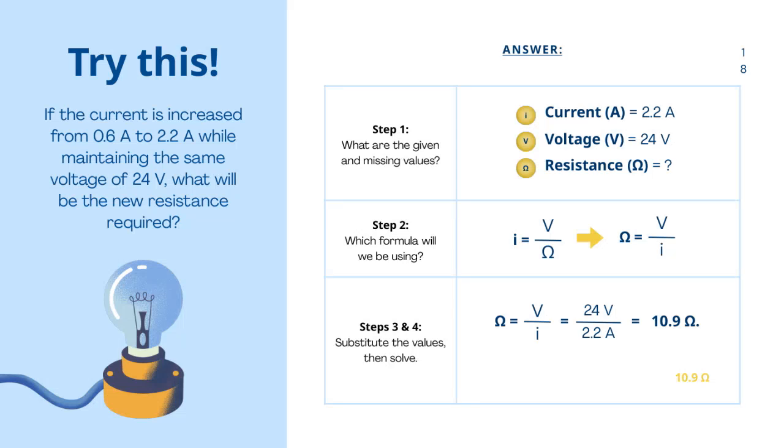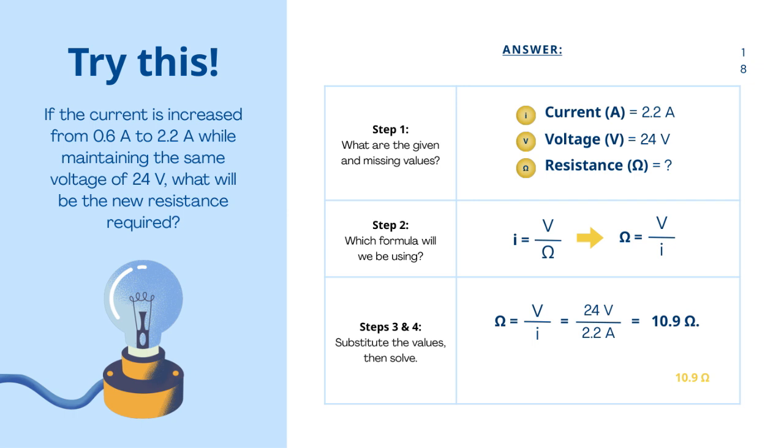All right, let's look at this slide. We've got a resistance value of 10.9 ohms, a voltage of 24 volts, and a current of 2.2 amperes. The key question here is, what is the new resistance needed if we increase the current from 0.6 amps to 2.2 amps while still maintaining the same voltage of 24 volts? What's important to remember is that resistance, voltage, and current are all related through Ohm's law. The formula we'll use here is resistance equals voltage divided by current.